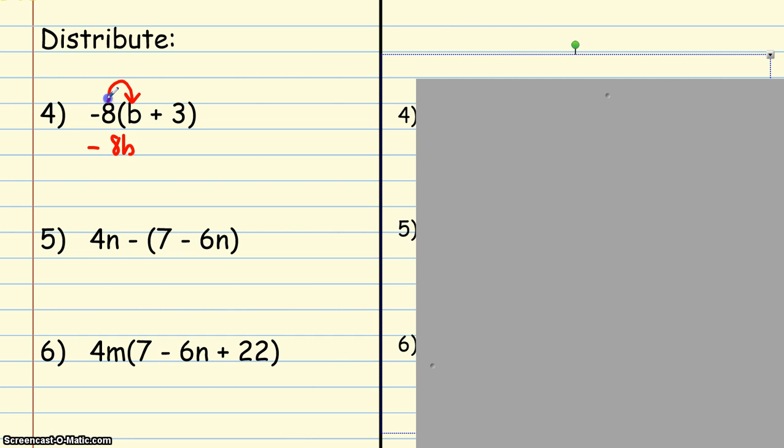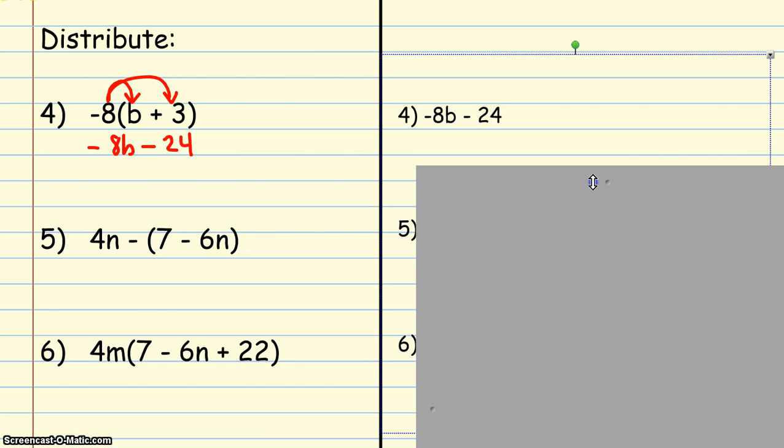And we're going to distribute negative 8 times positive 3. A negative times a positive is negative. Good job. And 8 times 3 is 24. So we get negative 8b minus 24. There's our simplification.